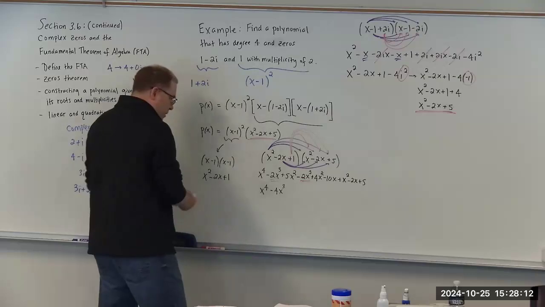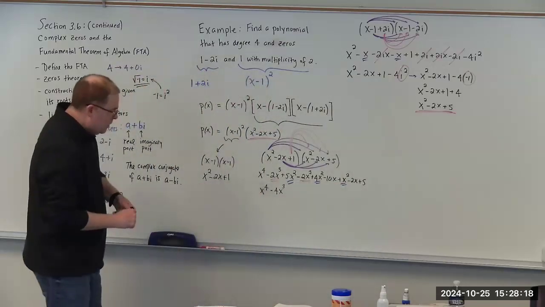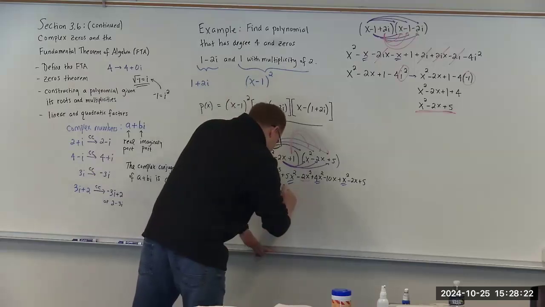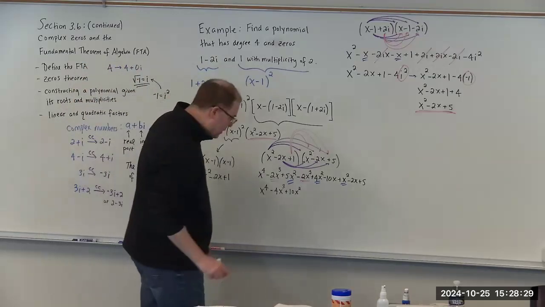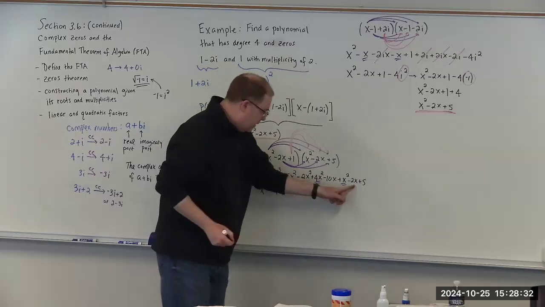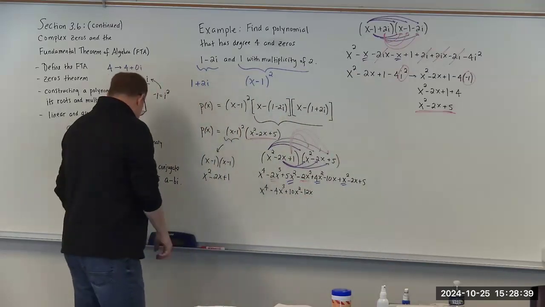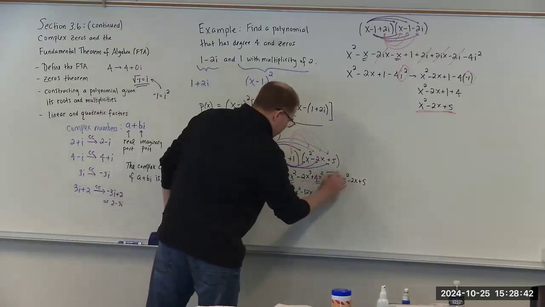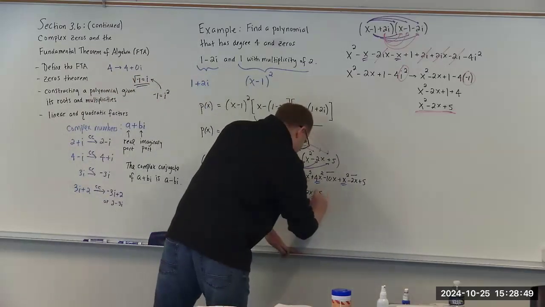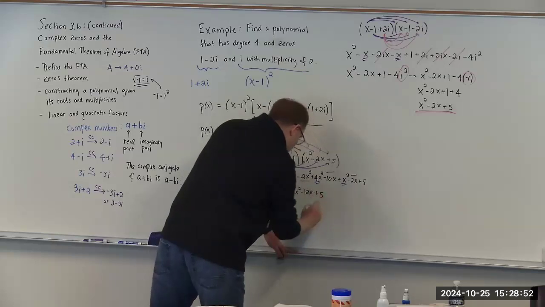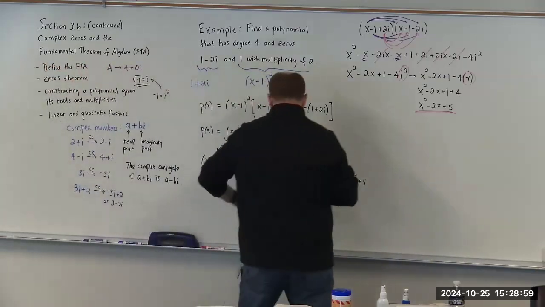So now, okay, we have this. We have 5x squared here, 4x squared, and this one. So that's going to give us 5, 4, and 1, so that gives us 10x squared. Okay, and then we have minus 10x and a negative 2x there. So that's going to give us a minus 12x. And that leaves us with plus 5. All right, so there's our polynomial, okay? So that's our solution.